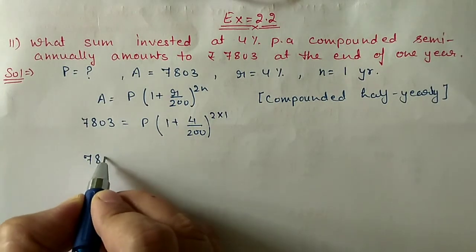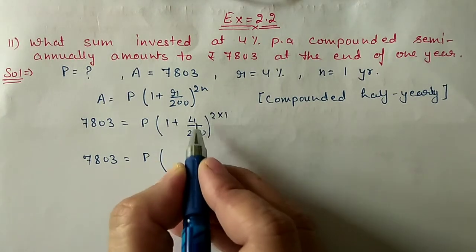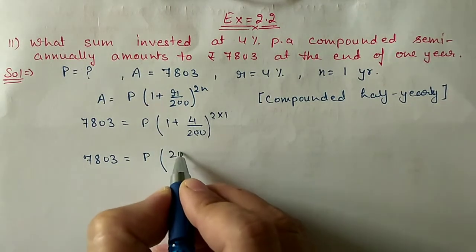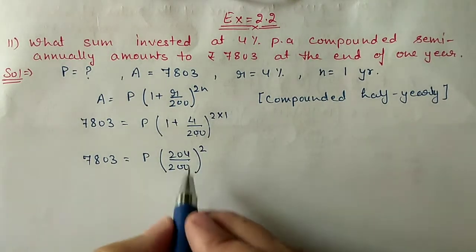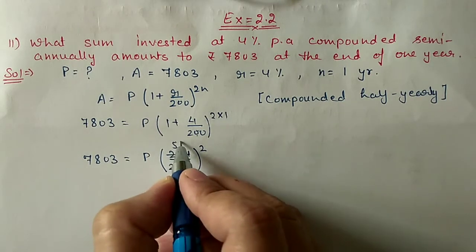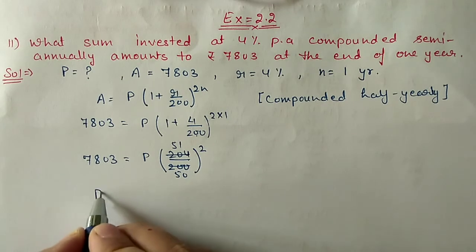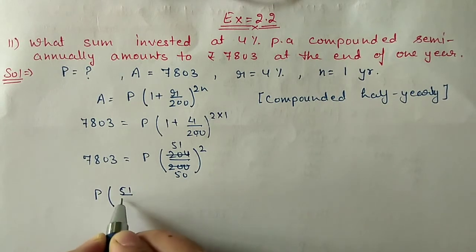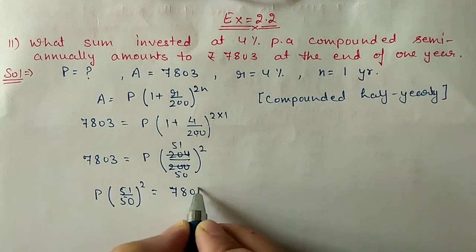So 7,803 is equal to P into 200 plus 4, which becomes 204 divided by 200, power 2. You can cancel it by the 4 table: 4 5s are 20 and 4 51s are 204. Now we can write P into 51 by 50 whole to the power 2 is equal to 7,803.